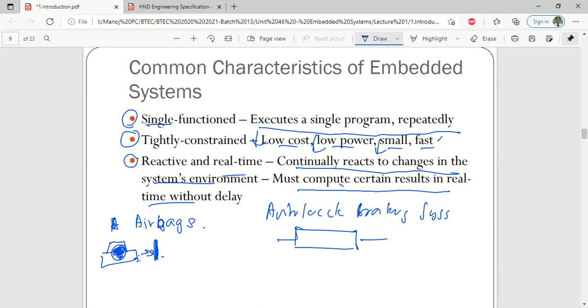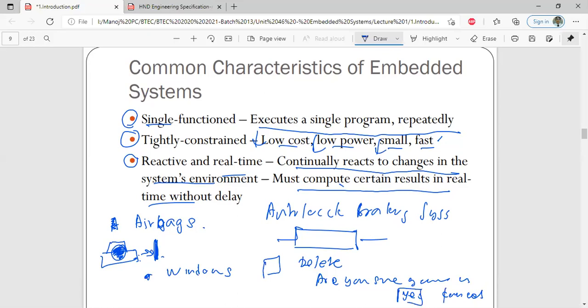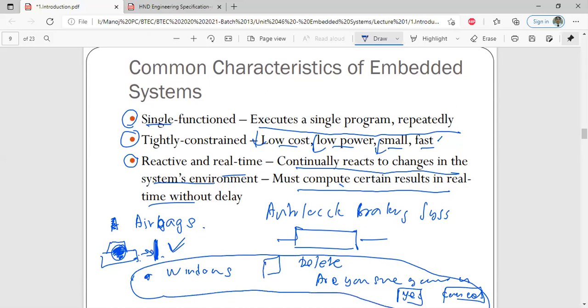Otherwise, let's say in Windows on a computer, if you want to delete a file, it will ask, are you sure you want to delete? Yes or cancel. This cannot happen in an embedded system. It should work automatically in real time. Within a few milliseconds this airbag system should trigger. There won't be any asking for your permission or anything. That is how they are designed.